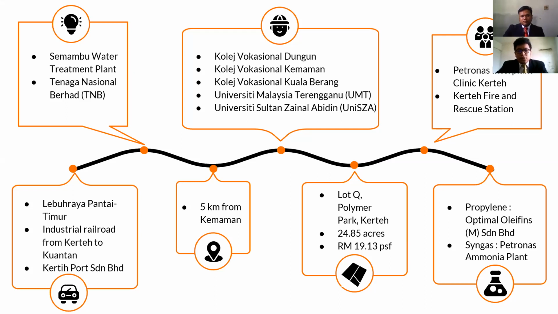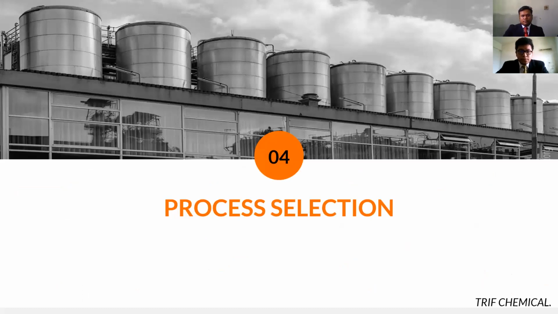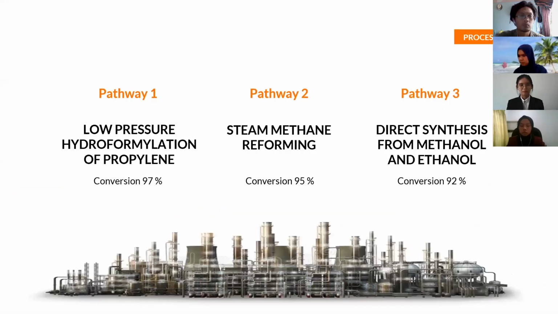Next, I will continue with process selection. In order to produce isobutyraldehyde, we come up with 3 pathways and 3 reactions. The first pathway is low pressure hydroformylation of propylene with 97% conversion. The second pathway is steam methane reforming with 95% conversion. And last is direct synthesis from methanol and ethanol with 92% conversion.